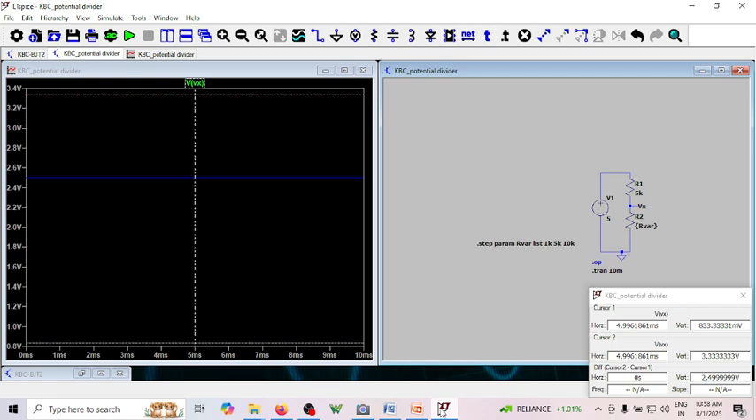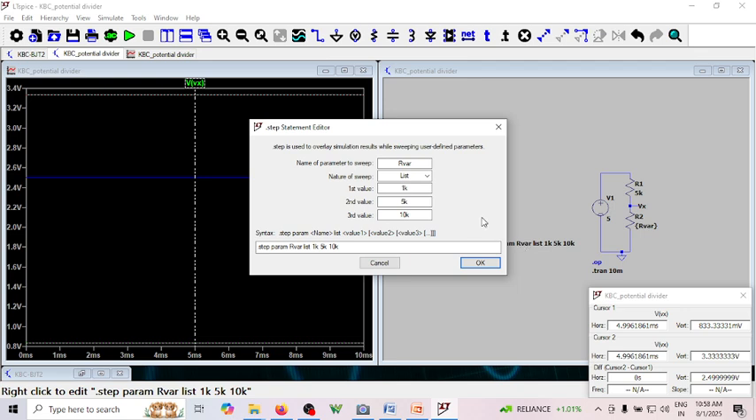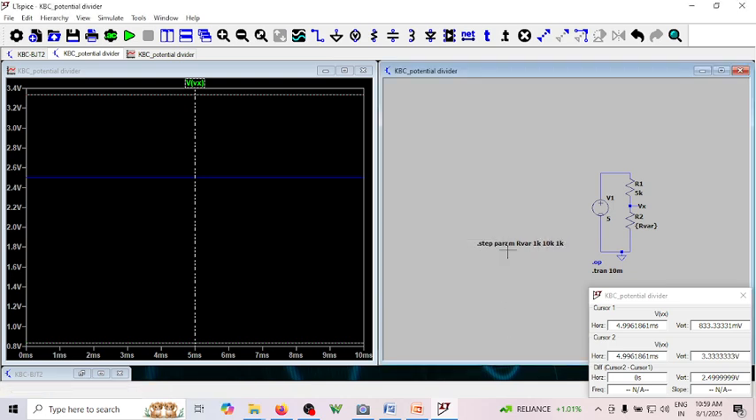So there, this .step should be different. .step should be linear. You have to start from 1K, go up to 10K in steps of 1K. Now it's a .step param. There is no list now, so the list is missing. List is for specific values. This is over a range. It's a linear sweep. R2 changes from 1K to 10K in steps of 1K.